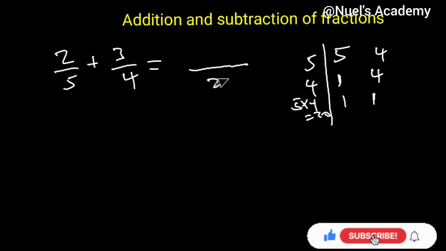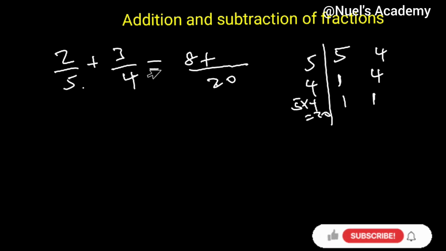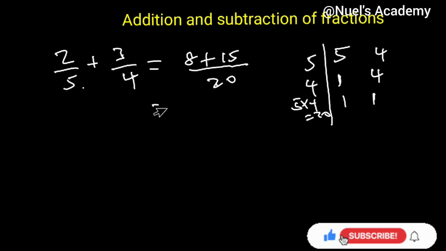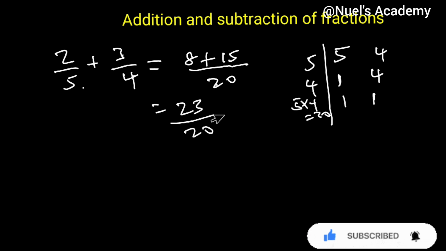So I write 20 here. 20 divided by 5 is 4. 2 times 4 is 8. Then plus, 4 divides 20 is 5. 5 multiplied by this 3 is 15. So this is going to be equal to 8 plus 15, which is equal to 23. So this is over 20. So this is going to be the answer.